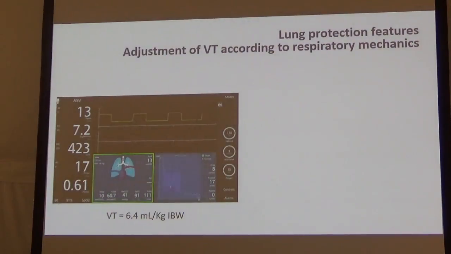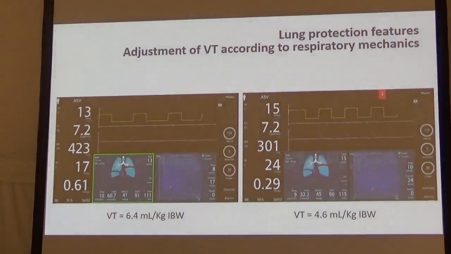So ASV by design will adjust the target tidal volume to the respiratory mechanics. This is an example on a simulator. It's a patient with 66 kilograms of predicted body weight, ventilated with a normal minute ventilation, and the respiratory mechanics are normal. Compliance is 60, resistance is 10, it's a normal case. You see that the ventilator will determine the tidal volume at 423, which is 6.4 milliliters per kilogram of predicted body weight.